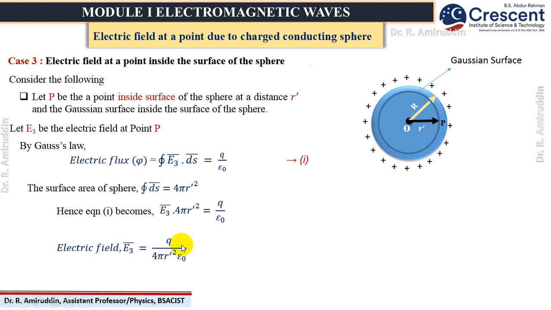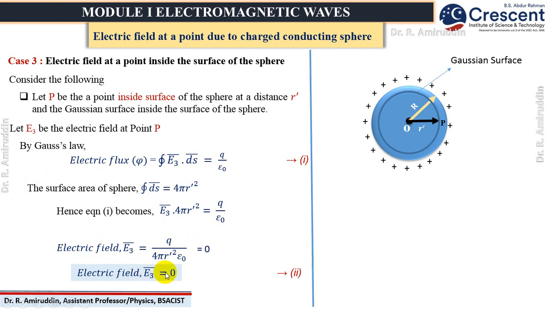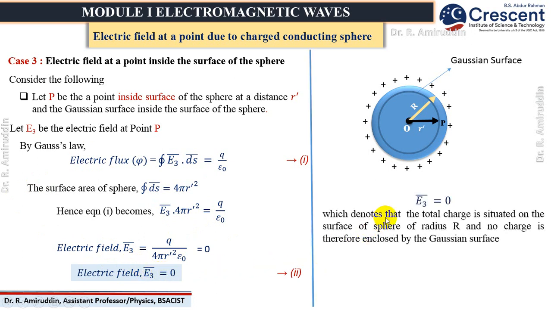Now this term becomes 0. So E3 will be considered as 0, which denotes that the total charge is situated only on the surface of the sphere. It will have influence if the point P is on or outside the surface. However, within the sphere there is no charge. Hence the electric field within the sphere will be 0.